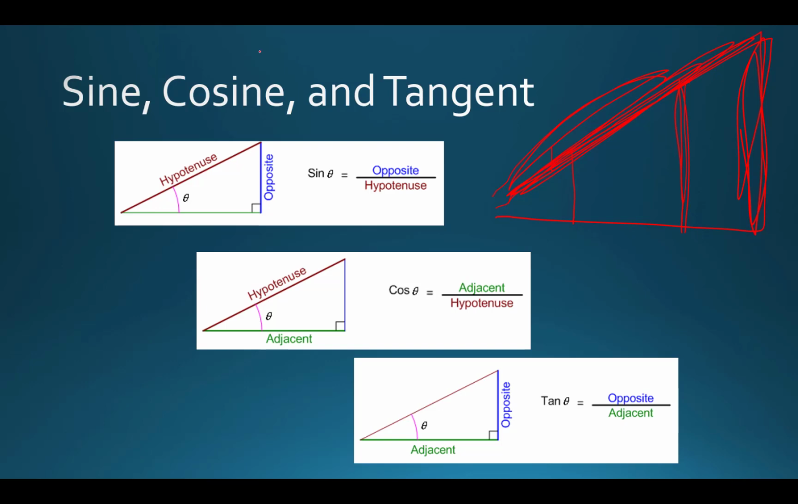Now, I know that in high school they'll tell you something like SOHCAHTOA, but I can never remember how to spell it. The only way I can spell it is if I actually go sine, opposite, hypotenuse, cosine, adjacent, hypotenuse, tangent, opposite over adjacent. So you could do that.